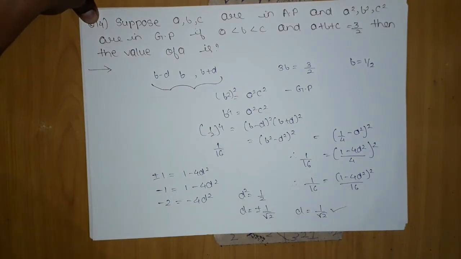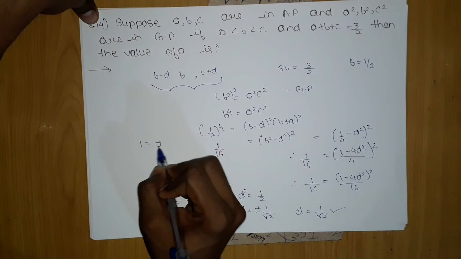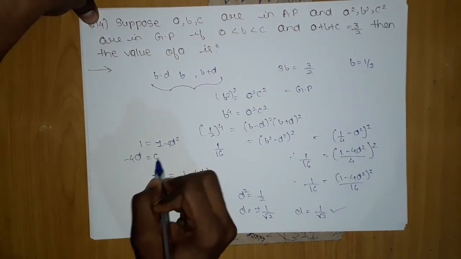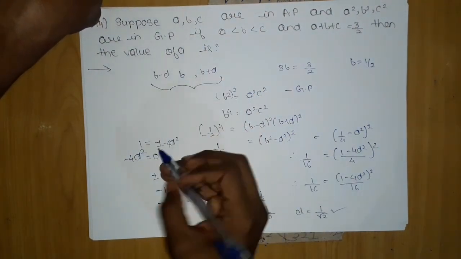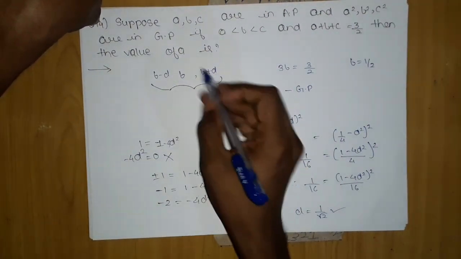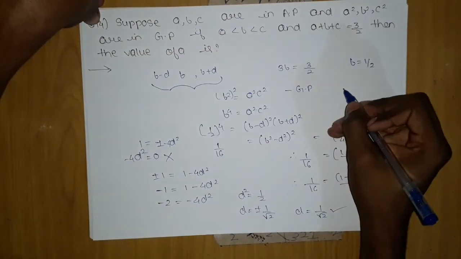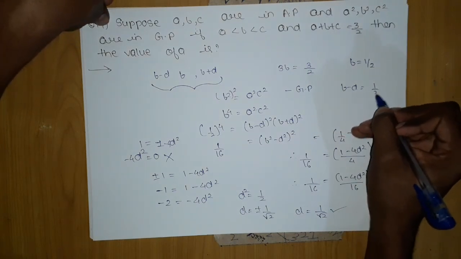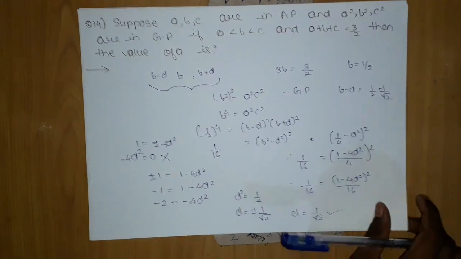Further on, if I take plus 1, this will be 1 minus 4d square, which should be equal to 0, which is not possible. Otherwise these 3 terms will be the same only, so it is not possible. Now we want to find a, which is b minus d, which is nothing but 1/2 minus 1/√2. So we got the a value, and we are done with this problem.